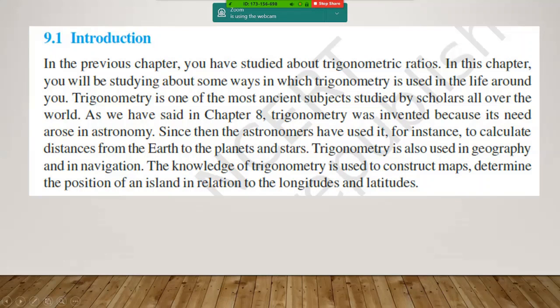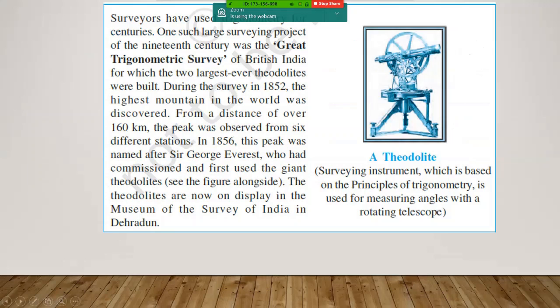Now, trigonometry is one of the most ancient subjects studied by scholars all over the world. It was invented because there was a necessity for that. Astronomers used it to calculate distances from the Earth to the planets and the stars. It was also used in geography and navigation. Knowledge of trigonometry is also used to construct maps, determine the position of an island in relation to the longitudes and the latitudes. This is all from your textbook.